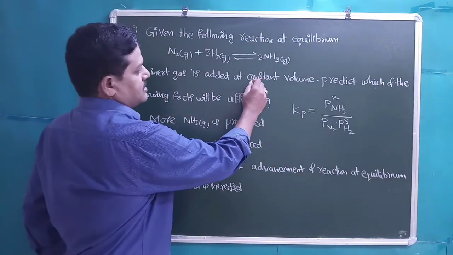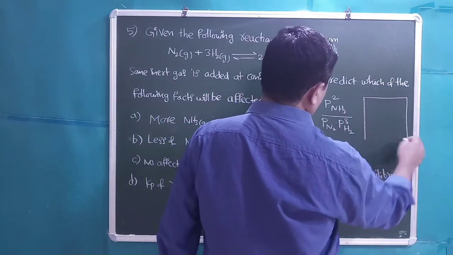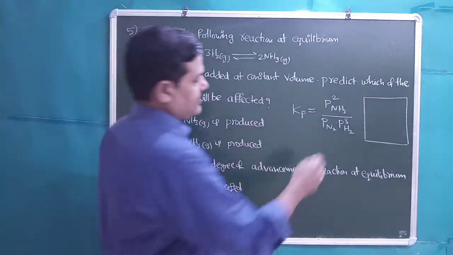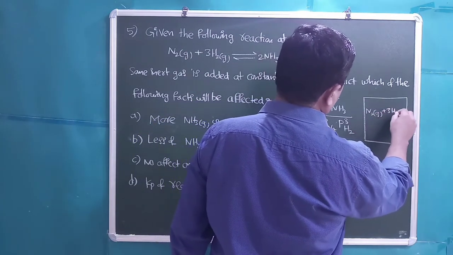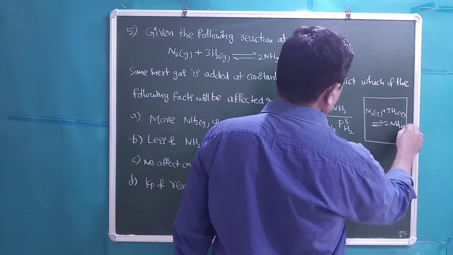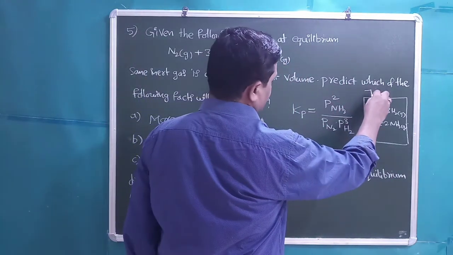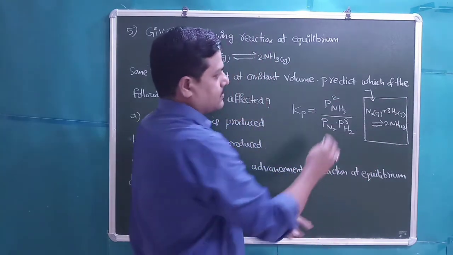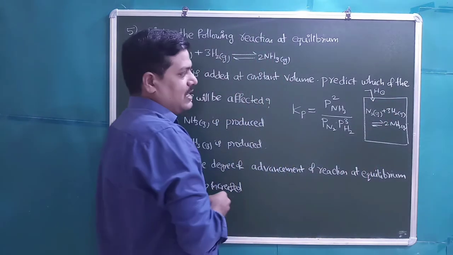It is given as constant volume. That means the reacting gases system which is in equilibrium is present in a closed vessel. Constant volume means closed vessel. N2 gas plus 3H2 gas is in equilibrium with 2NH3 gas. The system is already in equilibrium. To this system we are adding some inert gas at constant volume. Constant volume means it is a closed vessel. So let us assume that some He gas, inert gas helium, is added.